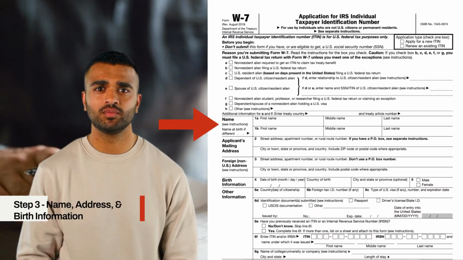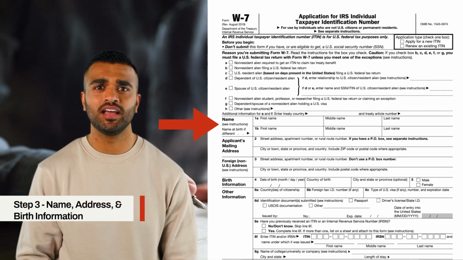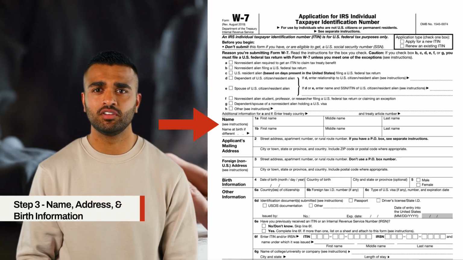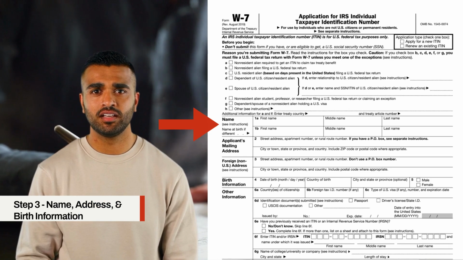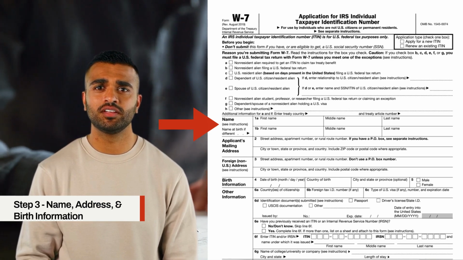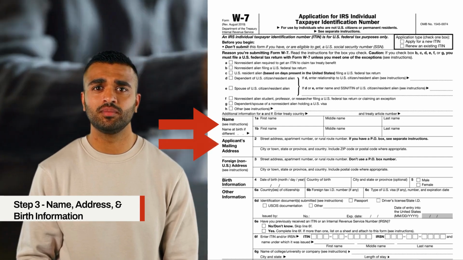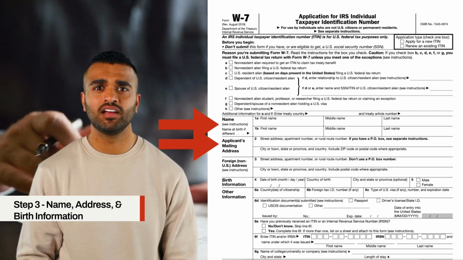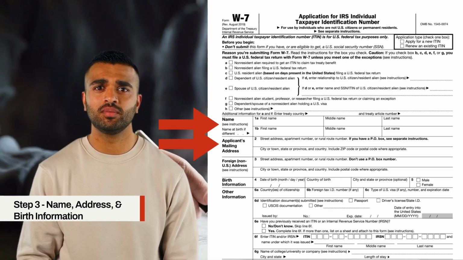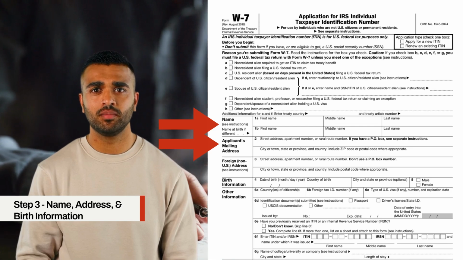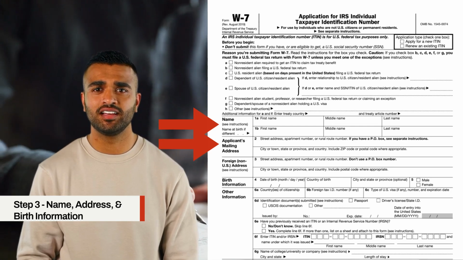Now, let's move on to lines 1A and 2. In line 1A, enter your full legal name as it appears on your identification documents. This is important because the IRS will use this name when processing your application. In line 2, provide your complete mailing address. This is where the IRS will send your ITIN or any correspondence related to your application. Be sure to double-check the address to avoid any delays.